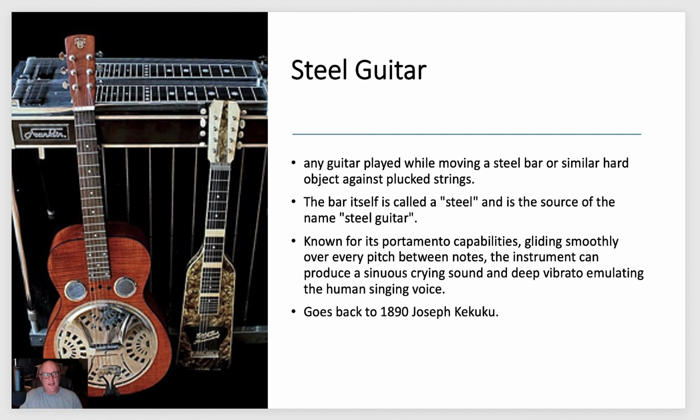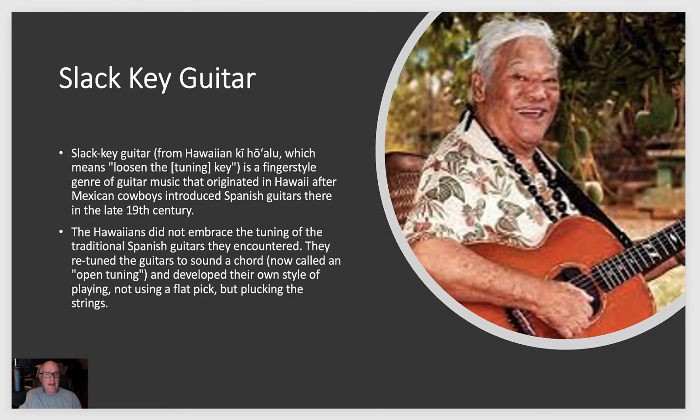And it goes back to 1890 by Joseph Kekuku, where he played the guitar on his lap and used a piece of wood or a piece of steel to slide back and forth between notes. Then we have the slack key guitar. Now, this is just a regular guitar. However, it's tuned what they call loosely.